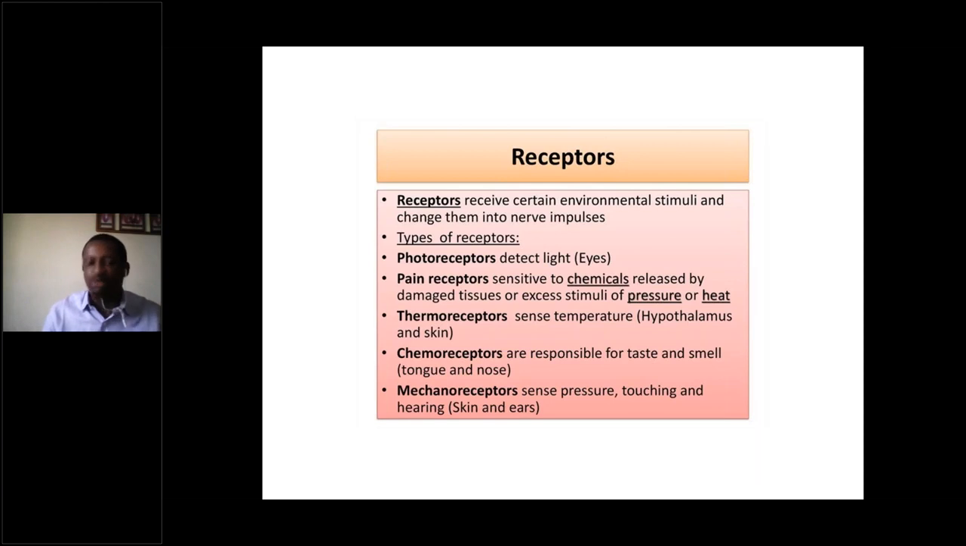And mechanoreceptors also help in hearing in your ears. So the mechanoreceptors are found on the skin and the ears. They help to sense pressure, and they help to identify touching.